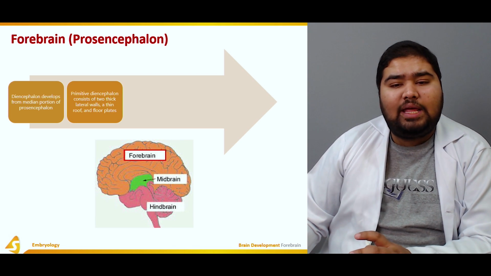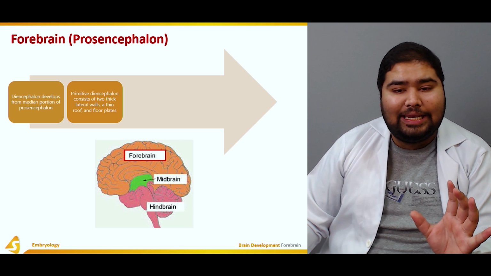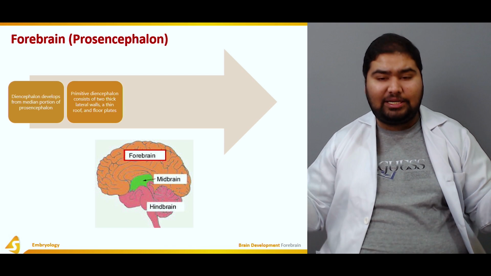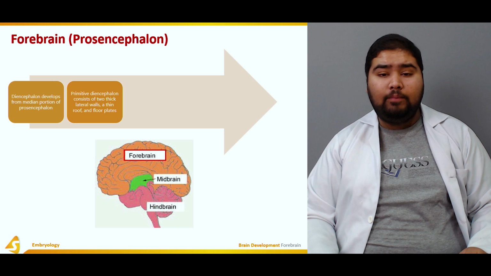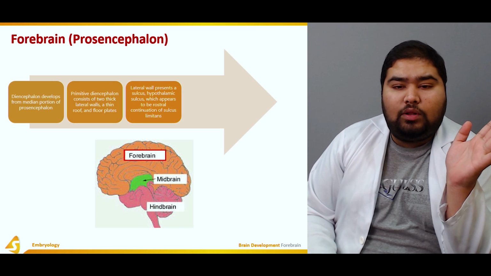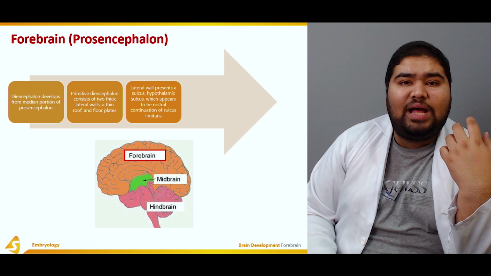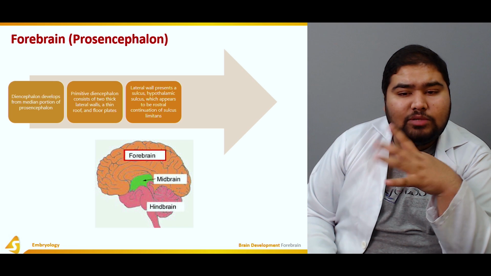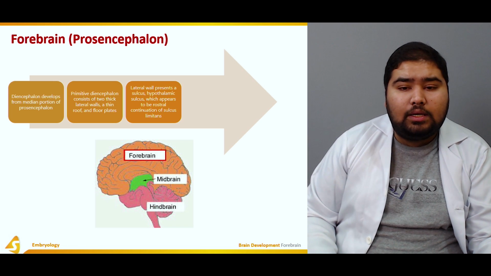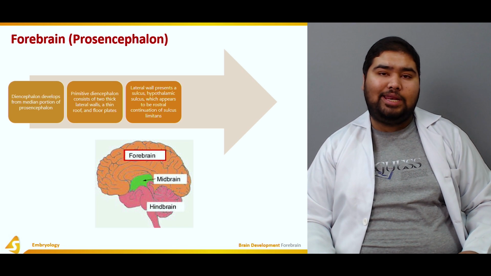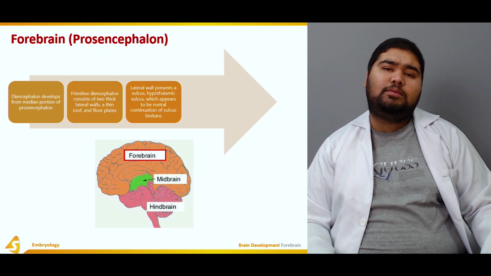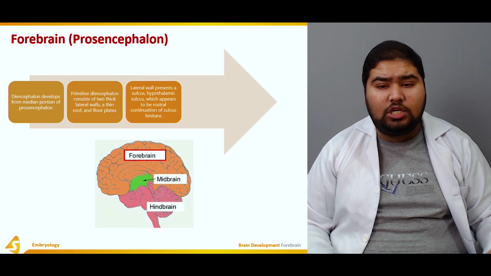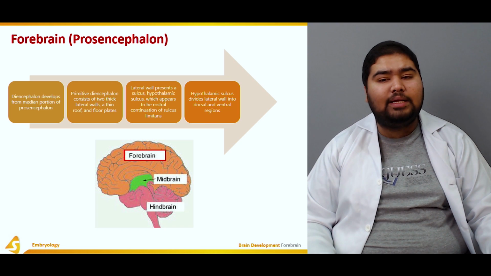So the primitive diencephalon consists of two thick lateral walls and a thin roof and a thin floor plate. So the lateral walls are thick, the roof and the floor plates are thin. Now the lateral walls present a sulcus which is known as the hypothalamic sulcus. This hypothalamic sulcus, which appears rostral, is the continuation of the sulcus limitans. The sulcus limitans, which separates the alar and the basal plates, continues rostrally to form the hypothalamic sulcus.